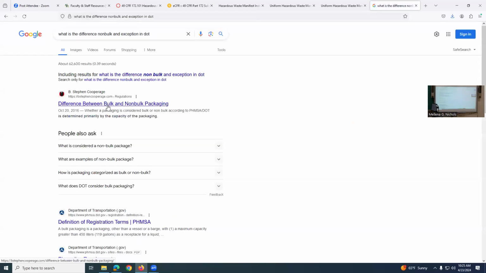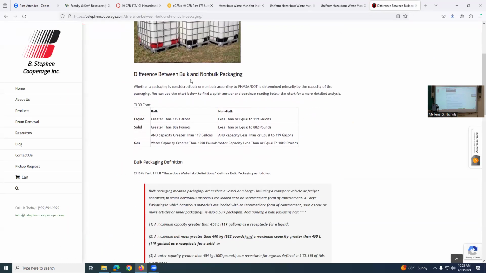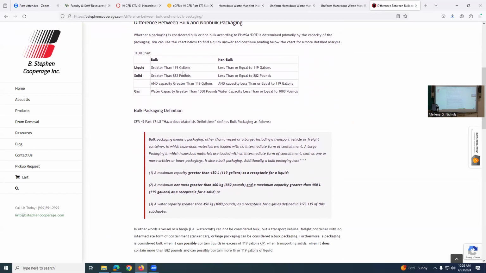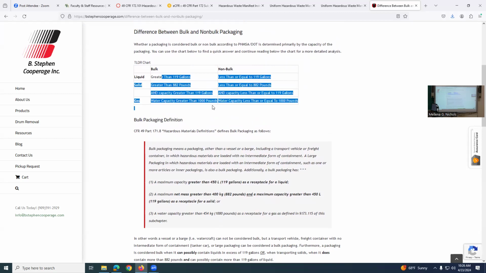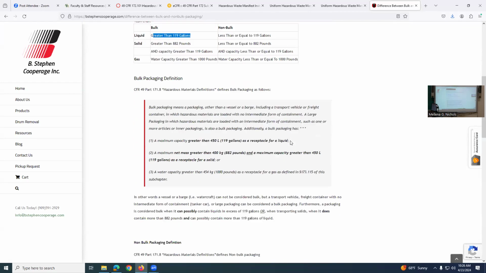All right, the difference between bulk and non-bulk, let's see. The difference between bulk and non-bulk packaging for DOT is considered primarily by the capacity of the packaging. You can use the chart below to find the quick answers. It shows how much of the material you can send. In this little chart, if you were sending anything greater than 119 gallons, you would consider that to be bulk if it's liquid. Anything less, non-bulk. And then what are the exceptions?